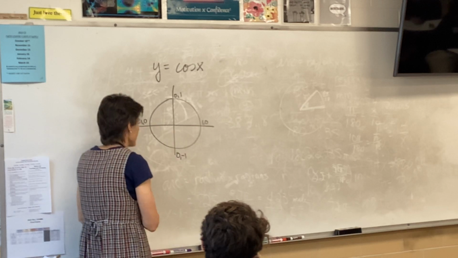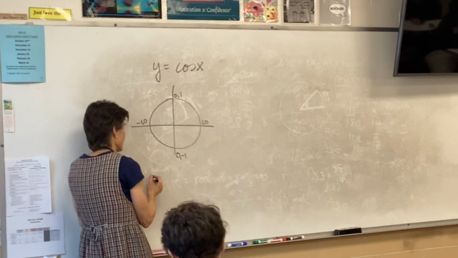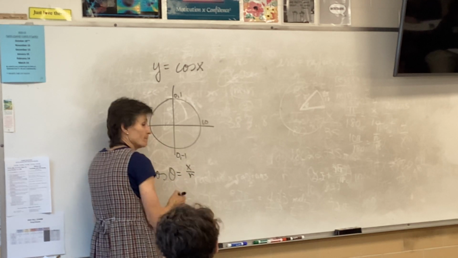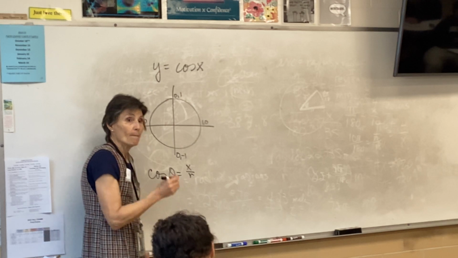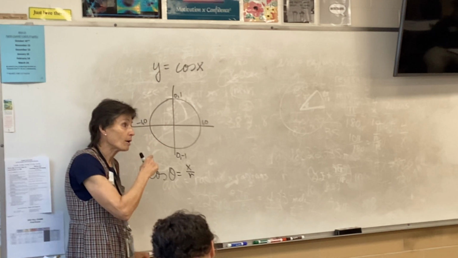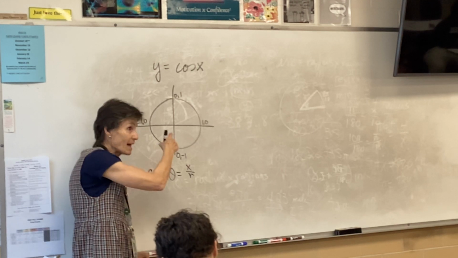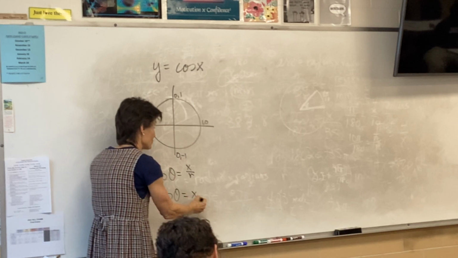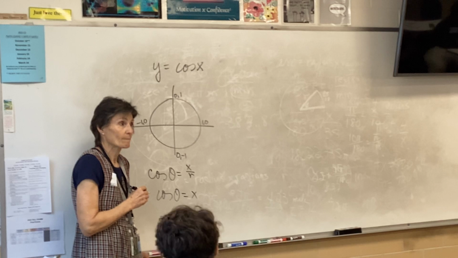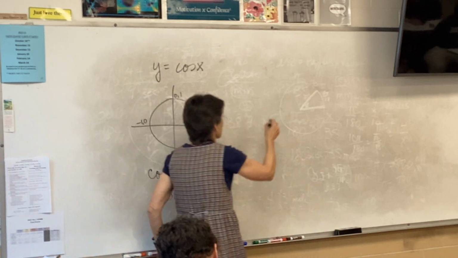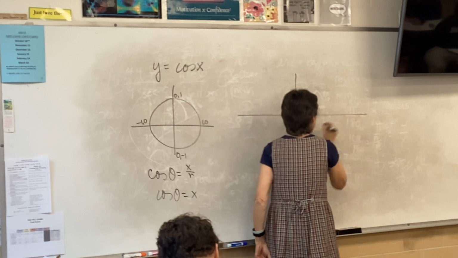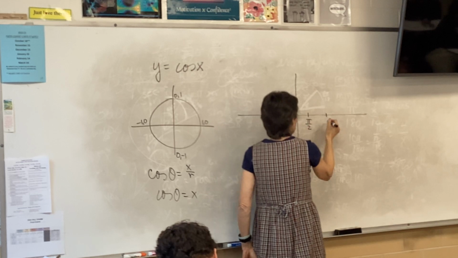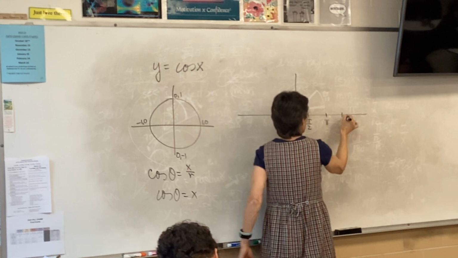I know I'm graphing cosine, so in terms of cosine values, cosine is x over r, right? But since r is 1 in that circle, doesn't that basically mean my cosine values are going to be my x values? Okay. So on my x-axis, I'm going to label the angles that I'm going to be graphing.